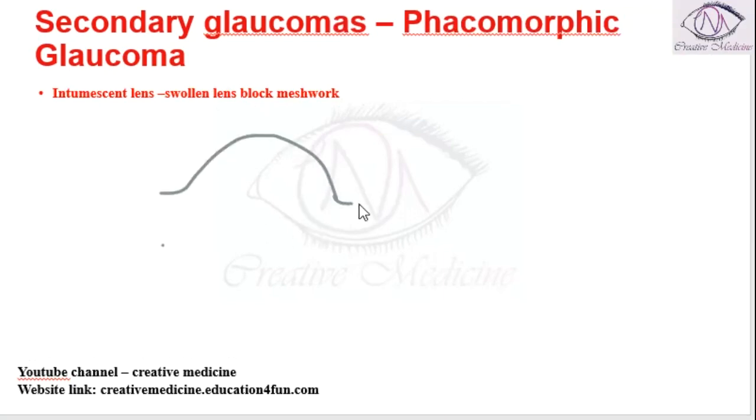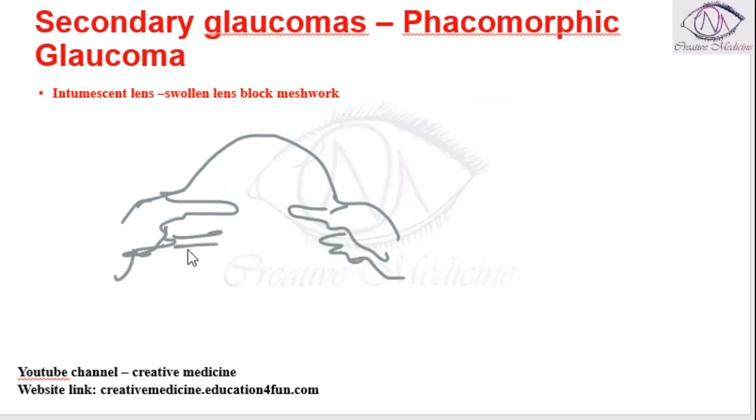That is, this is the pars plicata, this is the pars plana. These are the ciliary zonules. This is the lens. Now here the lens is swollen. This swollen lens will cause dislocation like this. The swollen lens will close the pupil.